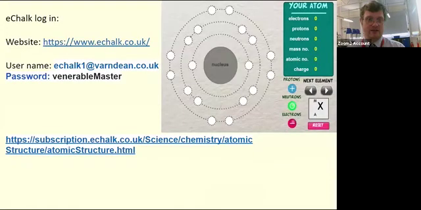Another thing you might want to do with some of your time is practice building some of these atoms. On eChalk, we have a Varndine account. You go to echalk.co.uk. The username is echalk1 at varndine.co.uk. The password is venerable master, capital M for the master, no spaces in it. Our account can only have 8 people in it at a time, so you may find you can't get into this, but you could try a different time. You can then try building an atom, that's this link here. By clicking on here, you can choose different atoms, and then drag protons and neutrons into the nucleus and electrons into the correct configuration in the shells around them. So that's another thing you might want to do on Wednesday or Thursday during that lesson time that you've got scheduled.